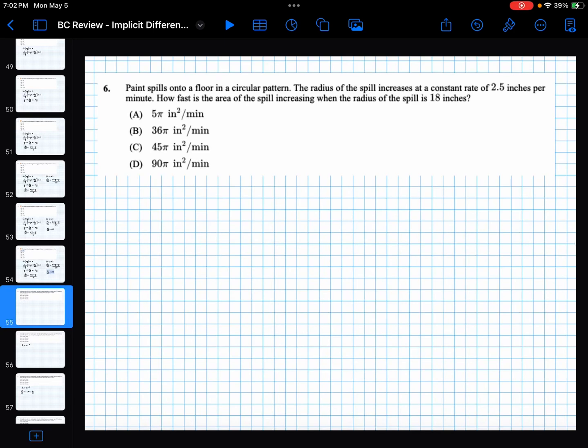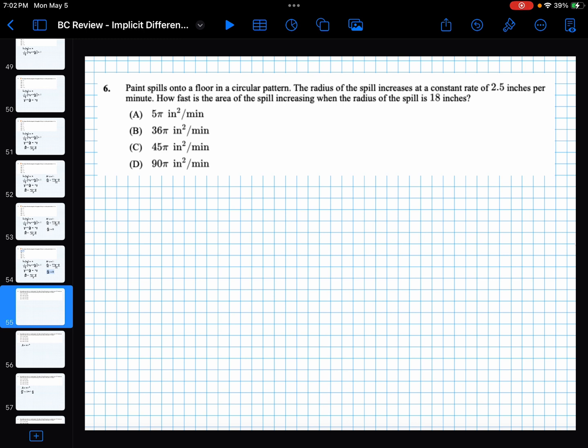Let's take a look at question number 6 from the Implicit Differentiation and Related Rates review sheet. This is our first related rates question in the batch on the worksheet. Paint spills onto a floor in a circular pattern, and they're talking about the rate at which the area of the spill is increasing. So there's a couple of clues here that lead you in the direction of the equation you should write to relate the variables together.